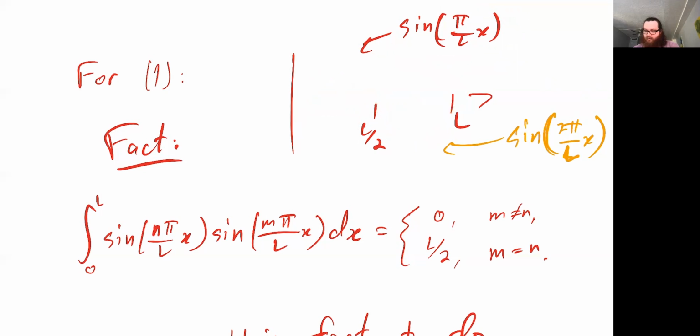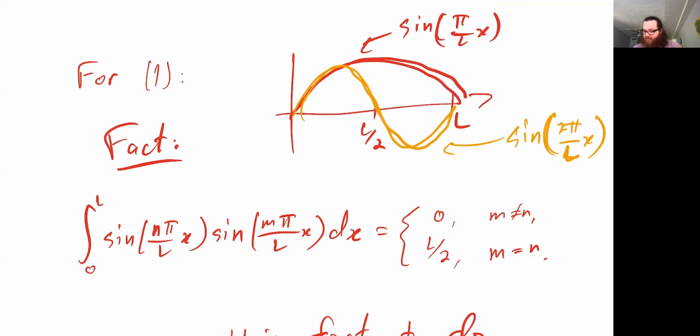Otherwise here, sine of 2 pi over L times x. So when x is equal to L, we have sine of 2 pi, which is 0. When x is equal to L over 2, we have sine of 2 pi over L times L over 2, so sine of pi. That's the halfway point in the picture, and that's also 0. Okay.